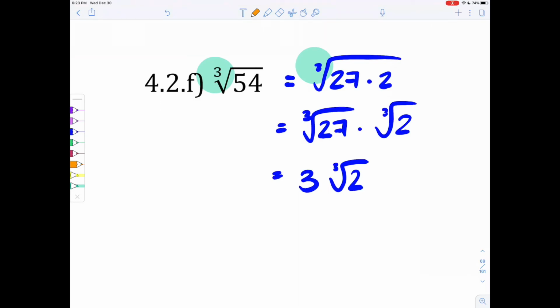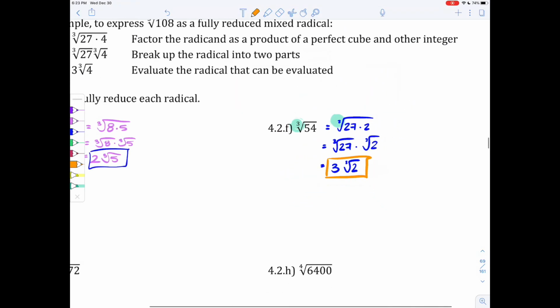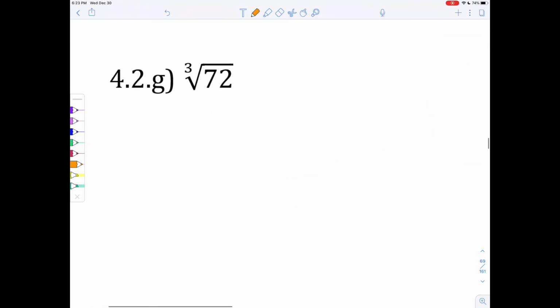Because I want to make sure that my final answer is fully simplified and not just partially simplified. But we good here, so we are going to call it a day. Actually, we're going to call it next example.